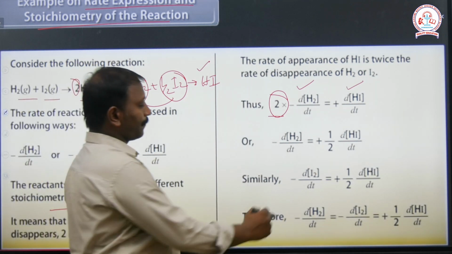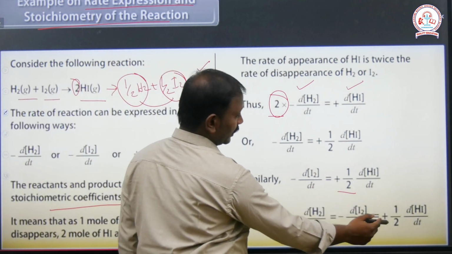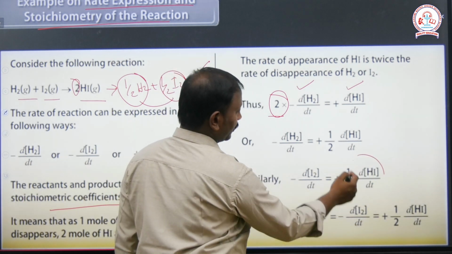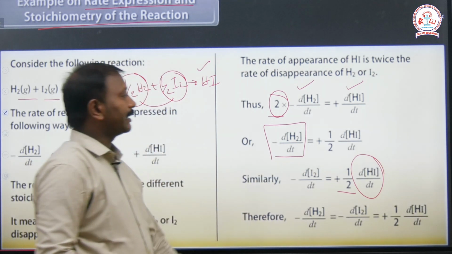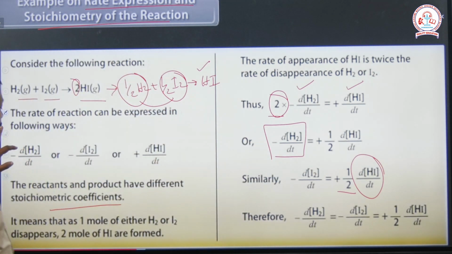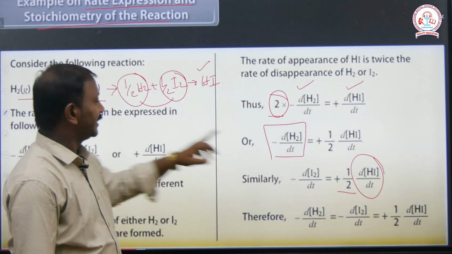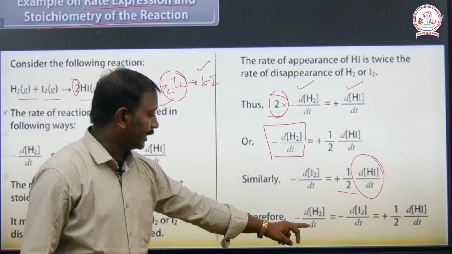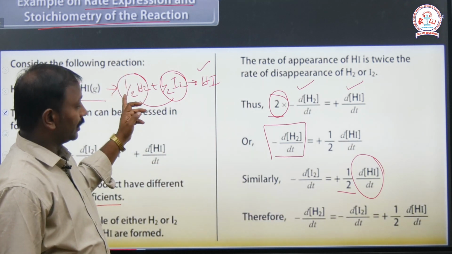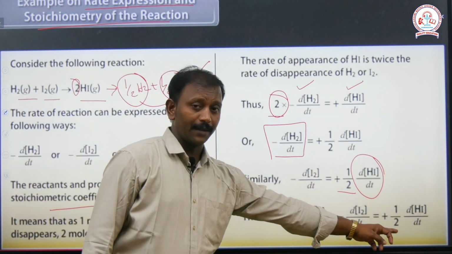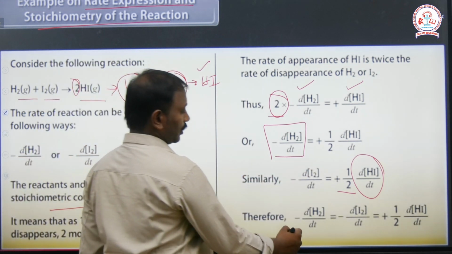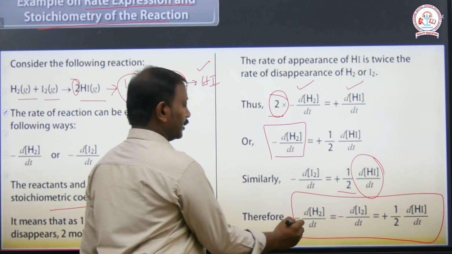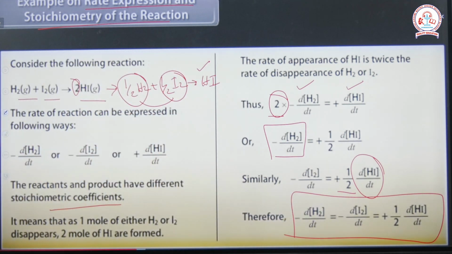Similarly, plus 1 by 2 d[HI]/dt. So this is for the rate of hydrogen disappearance, the rate of iodine disappearance, and the rate of hydrogen iodide appearance. So all these values are the stoichiometric values. See next.